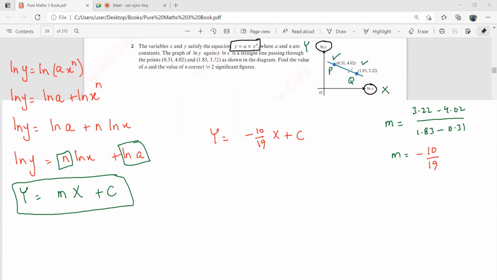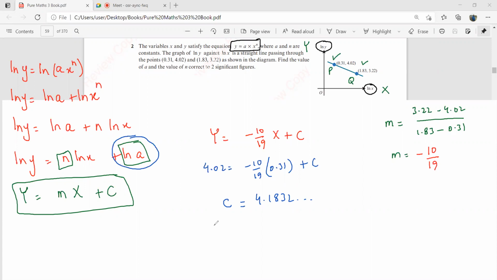Now let's put the point P or Q into it so that we can get to the value of this A. So, I'm using point P, okay? This is 4.02, that is equal to minus 10 over 19 times 0.31 plus c. Now tell me quickly, what is this c? Hurry up. Tell me what is the c? 4.1832. Okay, because you see, I still have to take its logarithm here. This c is basically the value of ln a.